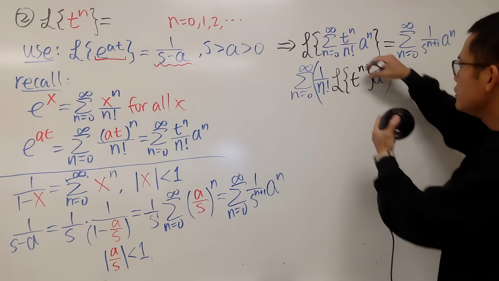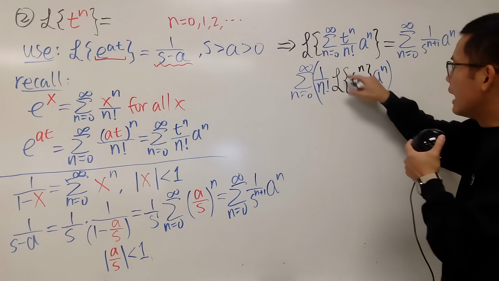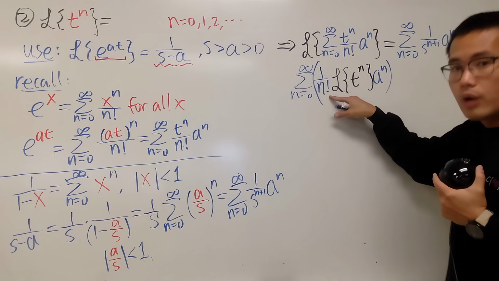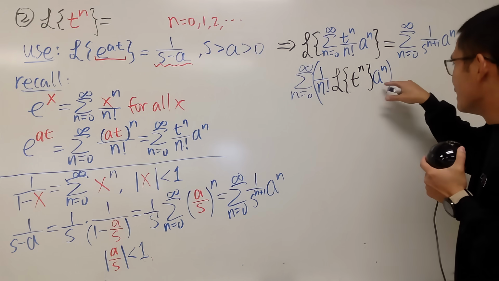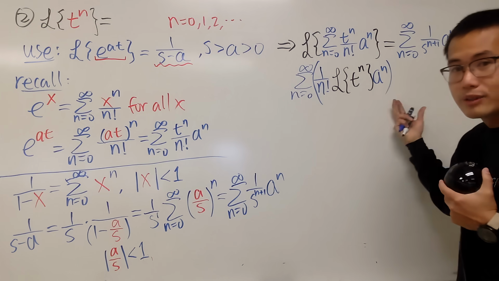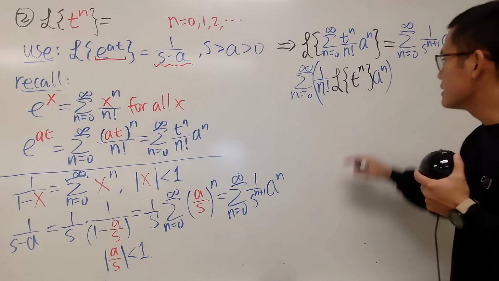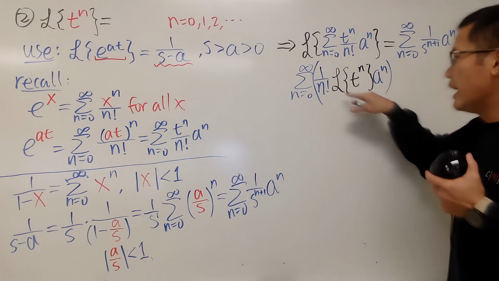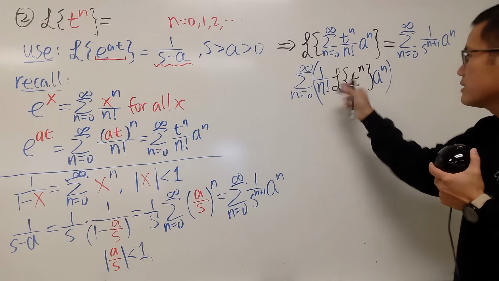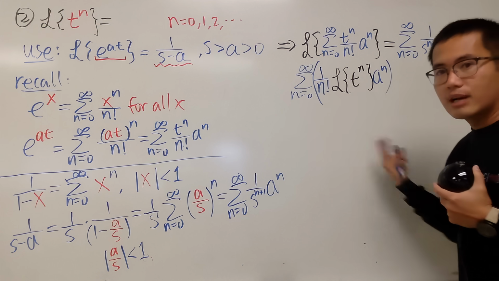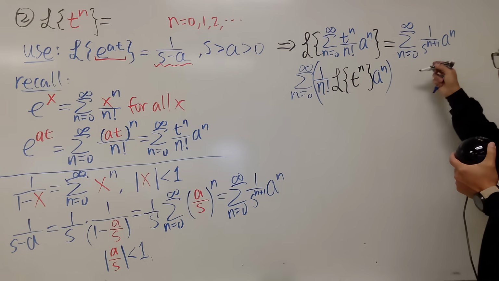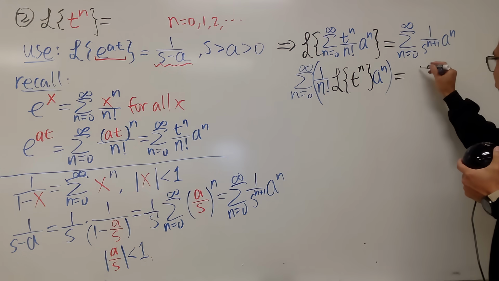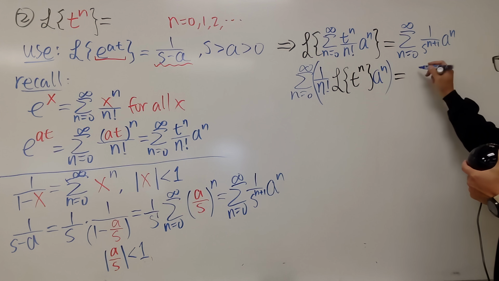Again, technically, everything should be inside of the Laplace. But I took out 1 over n factorial and also put that a to the nth power on the outside. And the reason I can do that is because in the Laplace world, only t matters. T is the variable. And the n is just like a constant, so just take that out. You can just take that out. So that's the idea.